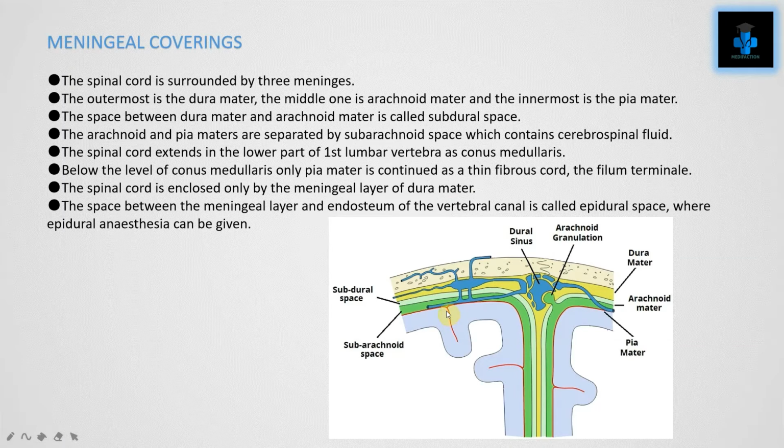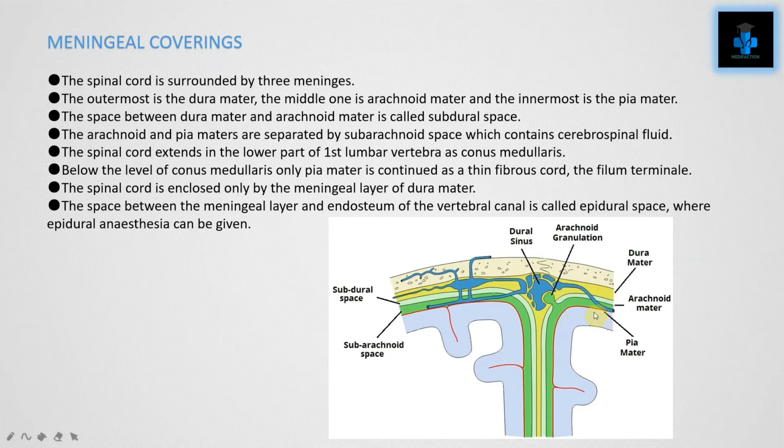Meningeal coverings. The spinal cord is surrounded by three meninges. The outermost is the dura mater. Right here is the dura mater. The middle one is arachnoid mater and the innermost is the pia mater. This is the middle arachnoid mater and this is the innermost pia mater.